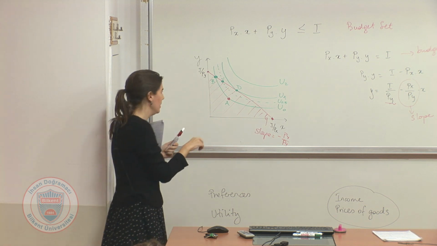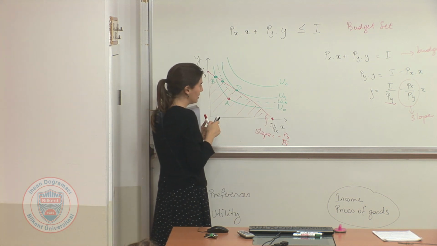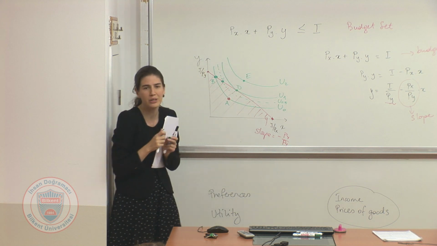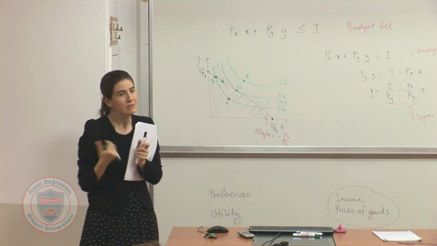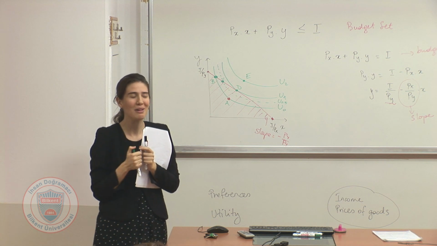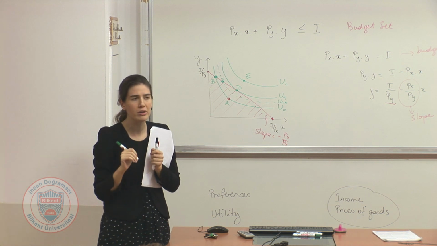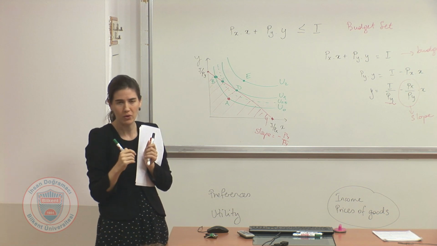Okay, I'll write this. But another point I should ask about, let's say E. What about point E? What's wrong with point E? We wish we could be on E, but unfortunately, due to our constraint, we cannot be at E, okay?